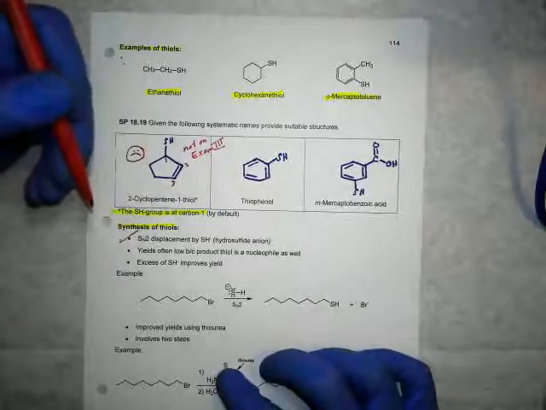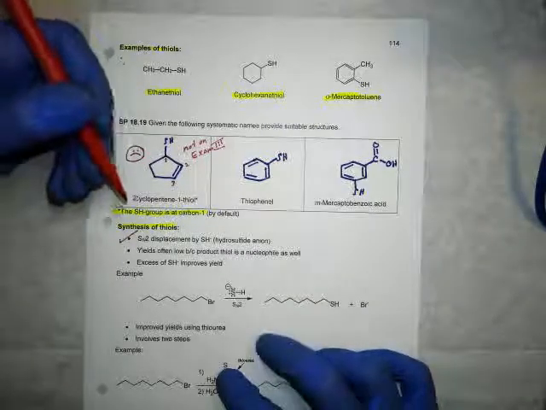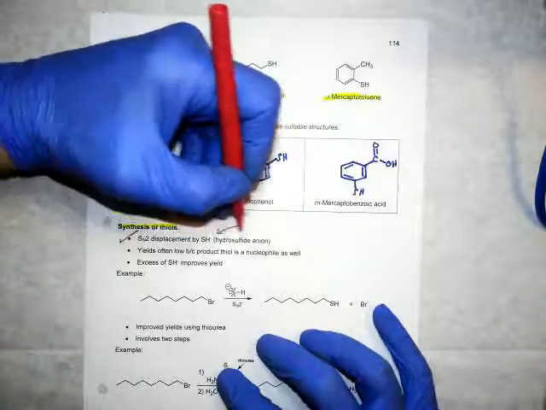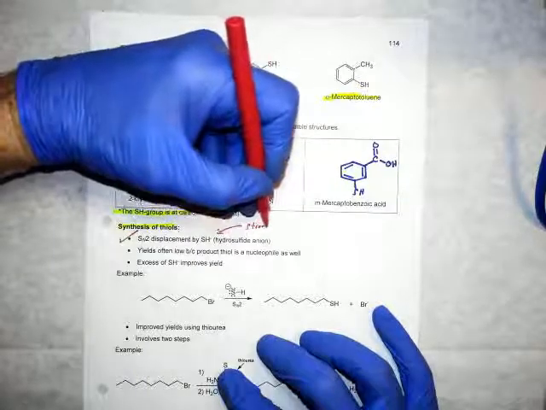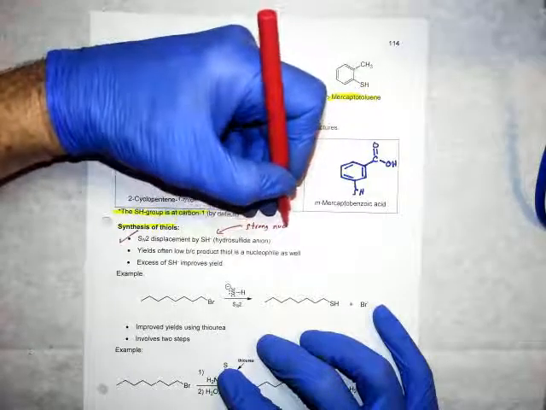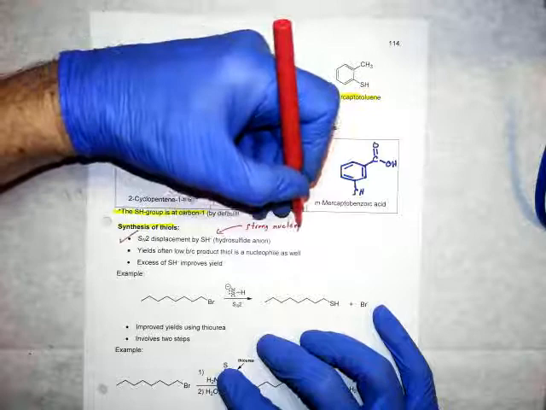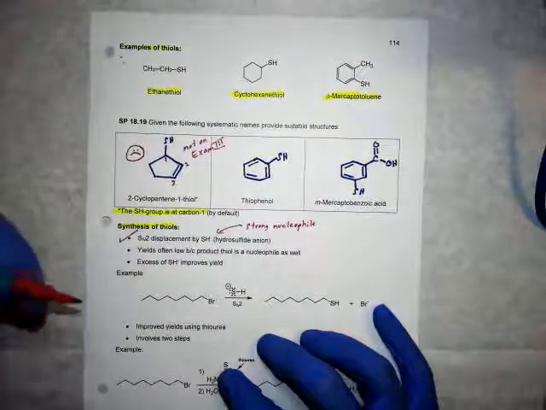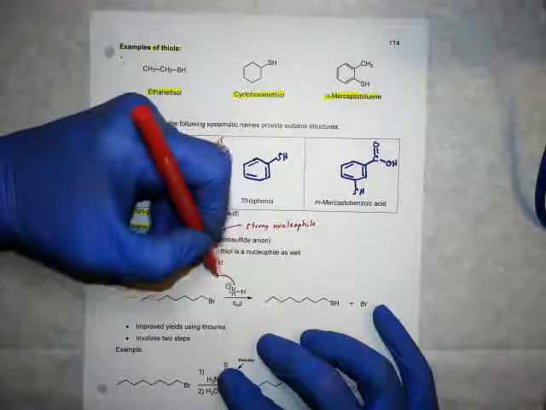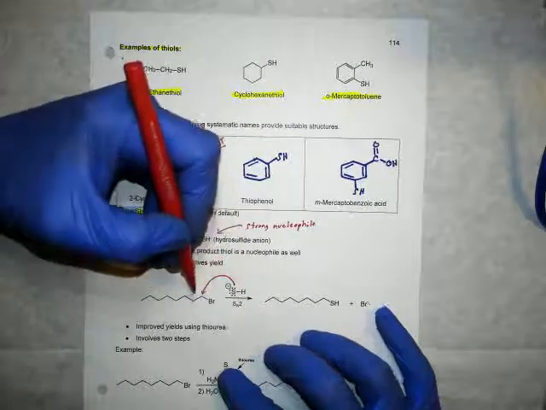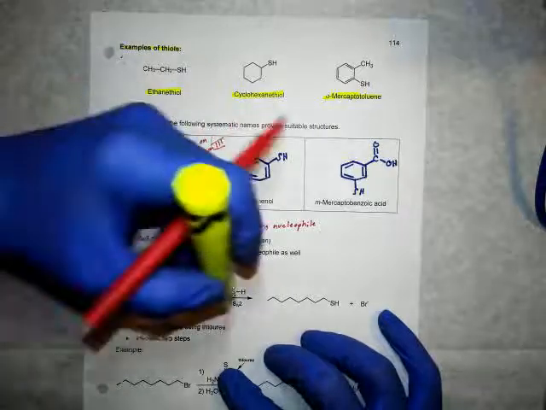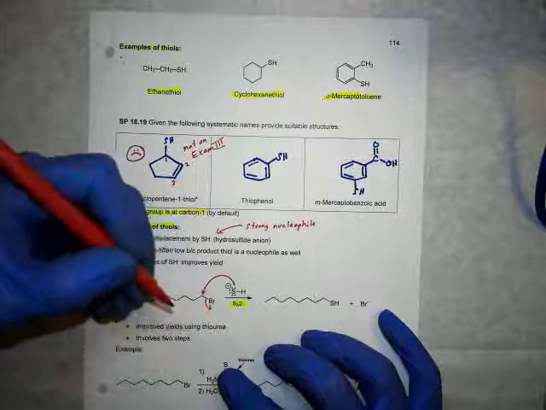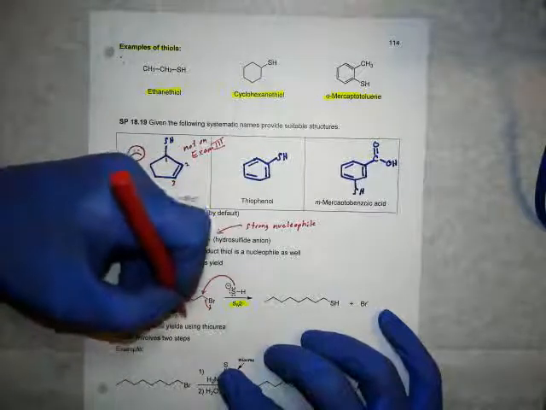One way is to do an SN2 reaction with the hydrosulfide anion. And folks, that is a really strong nucleophile. It's one of the strongest nucleophiles out there. Okay? It really is very strong. So that's how this would work. You simply have SN2 displacing a leaving group off of a primary halide.